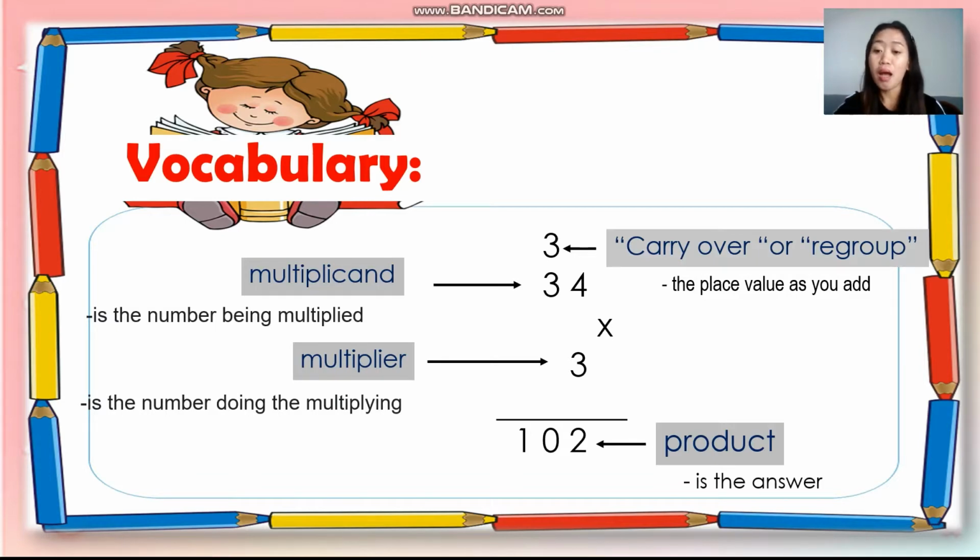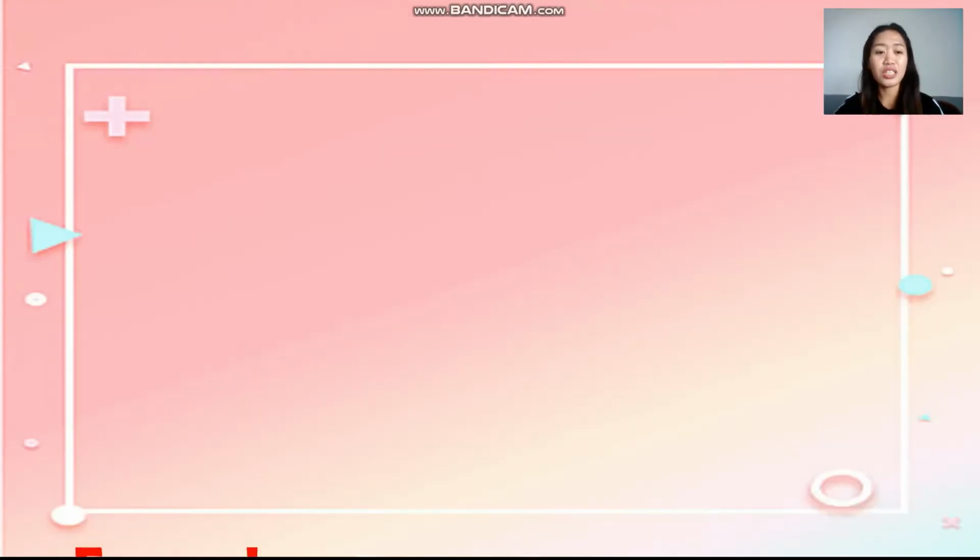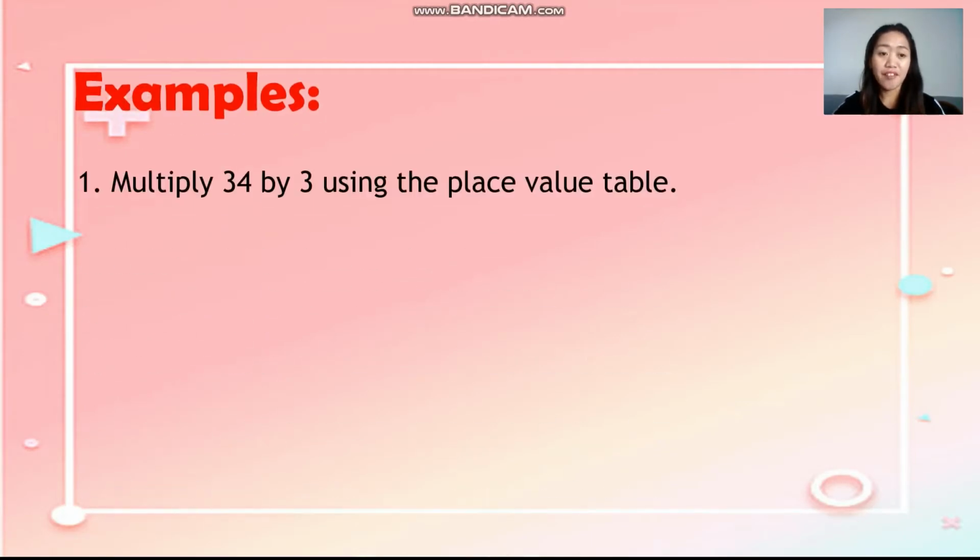Again, let's read product. Now, together, let's read our vocabulary: multiplicand, multiplier, carry over or regroup, product. Now let's continue. We have here some examples. Everybody, let's read: multiply 34 by 3 using the place value table.